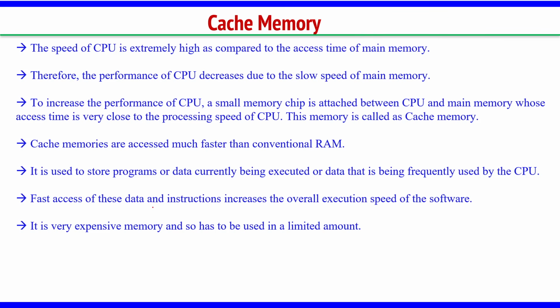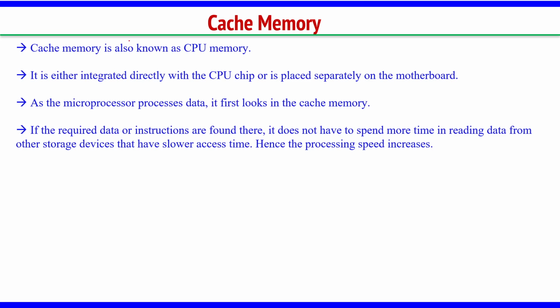Fast access of this data and instruction increases the overall execution speed of the software. If you are using cache memory, the overall process will be very fast. But since cache memory is very, very expensive, we use it for a limited amount. That's why cache memory is also known as CPU memory. It belongs to the CPU.